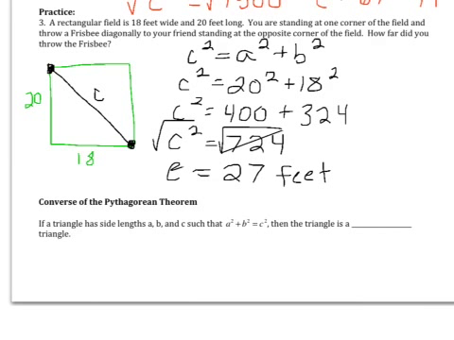27 feet. Okay, moving on to the converse of the Pythagorean theorem. So we're using the Pythagorean theorem in this case to tell whether or not a triangle is a right triangle. If a triangle has side lengths a, b, and c such that a squared plus b squared equals c squared, then the triangle is a right triangle. So in the next video, we are going to be using this theorem to help us determine whether or not some triangles are right or not.